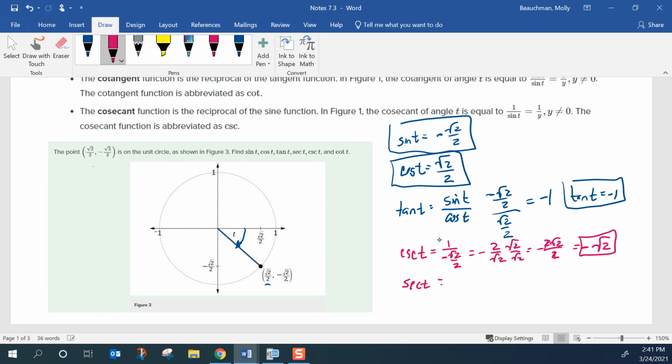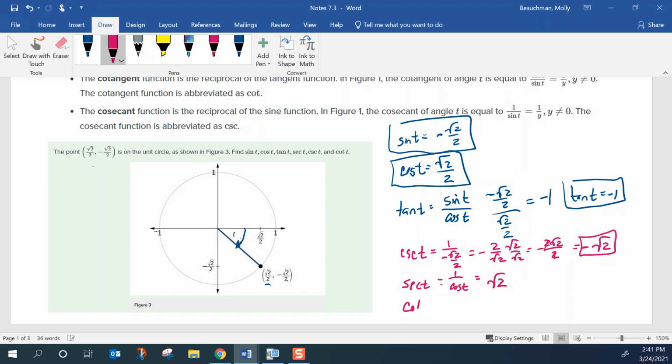The secant of t is the reciprocal of the cosine. So I've done my work here. The cosine is positive square root of 2 over 2. So when I do all this work, I'm going to end up with positive square root of 2.